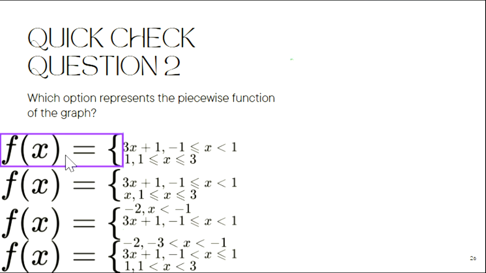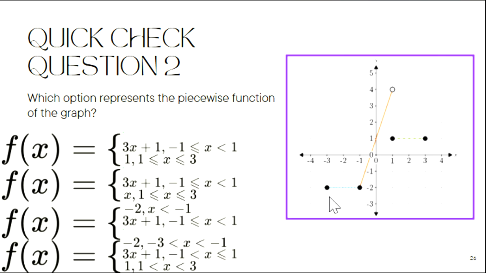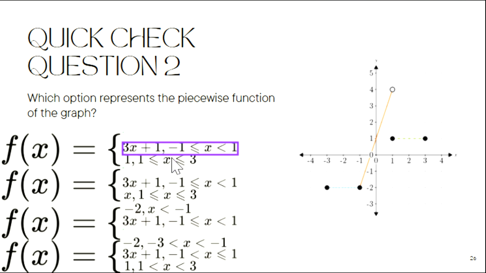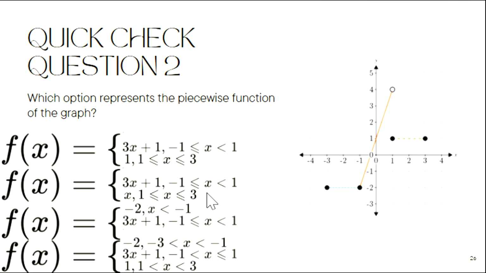Quick check question number 2 with no graph. Which option represents the piecewise function on the graph? So we have a graph right here. We have 2 lines because we have 2 different pieces of this piecewise function. So the first thing you're going to do is look at the domains. We have one domain running from negative 1 to negative 3, so you should have negative 1 to negative 3. Then you have one running from negative 1 to positive 1, so you should have one that's negative 1 to positive 1, and that should eliminate everything for you.